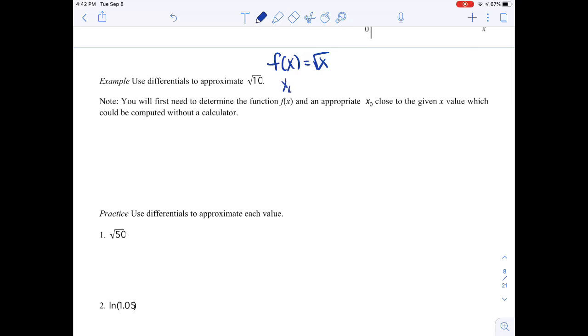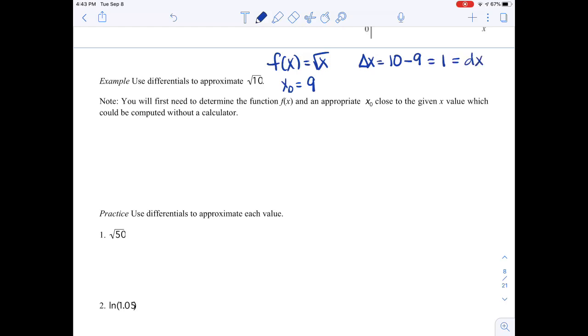So I would say in this case, my x sub 0 is 9, okay? Because 9 I do know the perfect square values for. So I now need to find my delta x value. And it's from whatever you're actually doing the calculation with. So you're technically plugging 10 into square root of x. So my original x value is 10 minus whatever value you're trying to get to, whatever the perfect square value is, okay? So when I do that, I end up getting a value of 1.